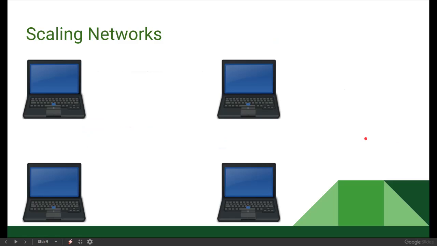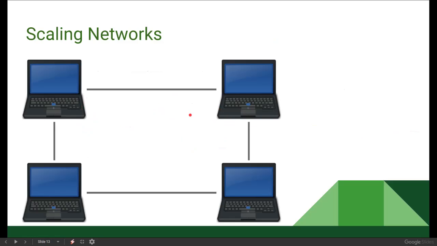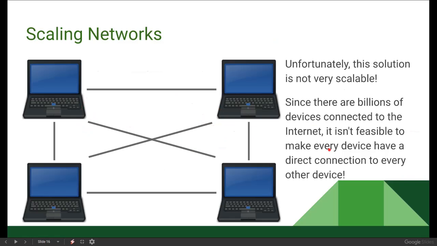Now, as we increase the number of computers in our network, we need a connection between every single computer here. Now, this works when we have a small number of computers, but the solution is not very scalable. It does not scale very well at all. Even with just 4 computers, I need 6 connections. And adding another computer, I need another connection for every single computer in the network.